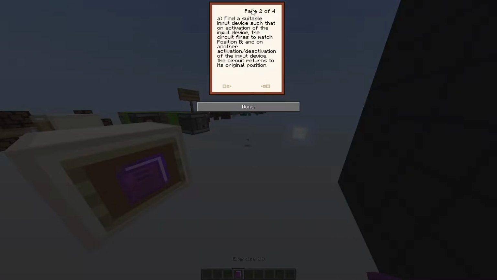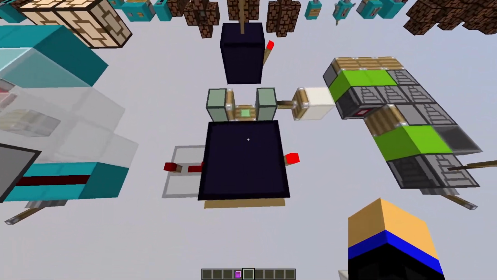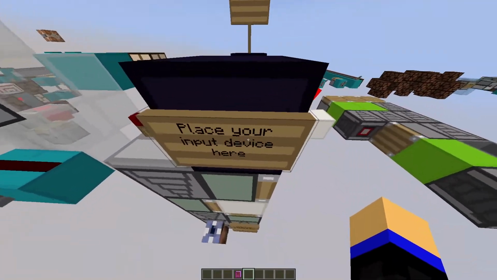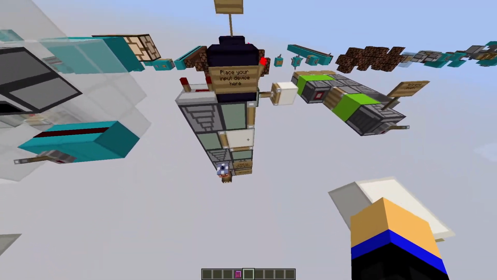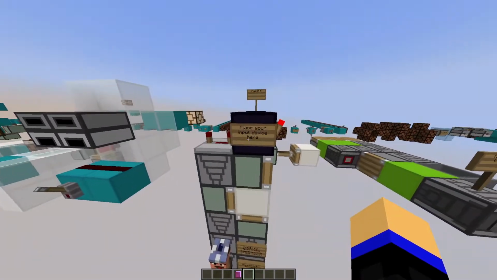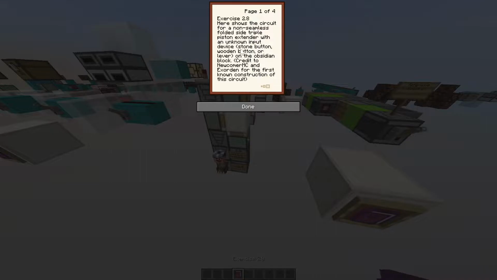So basically for this part A, you would need to remove the sign, or you can just place it on top of here. You can place your input device here or here, and then test if it works. If it doesn't work, then you just need to have another input device that works. The only input devices are stone button or lever, basically. And this is just part A. Part B is the challenging part.